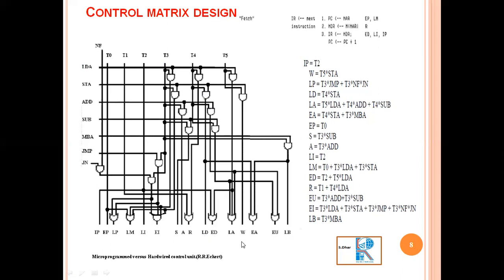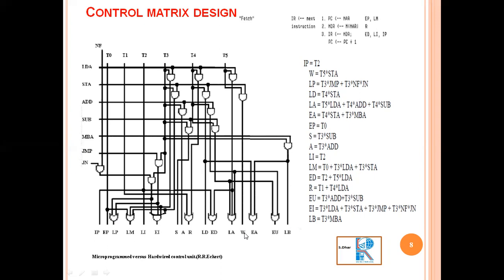So all the control signals are generated. See here, this is the set of instructions, and here is the set of time signals generated by the ring counter, and using this circuit of AND gates and OR gates, we generate all the control signals.